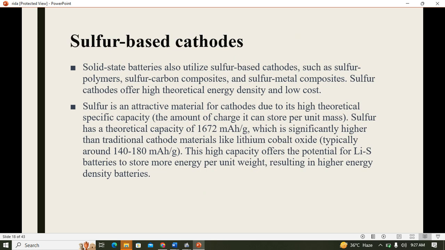Sulfur based cathodes are also used in solid state batteries. Why are they mostly used? What is their specialty? Sulfur is a favorite to use as a cathode because it has a high capacity as compared to lithium cobalt oxide. The high capacity offers the potential for lithium sulfide batteries to store more energy per unit weight, resulting in higher energy density batteries.